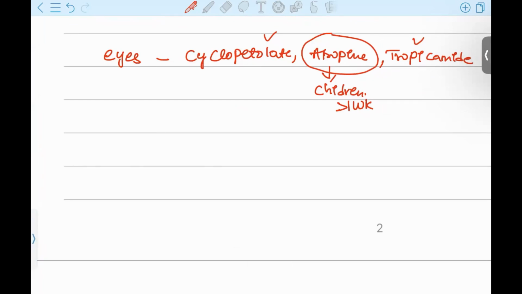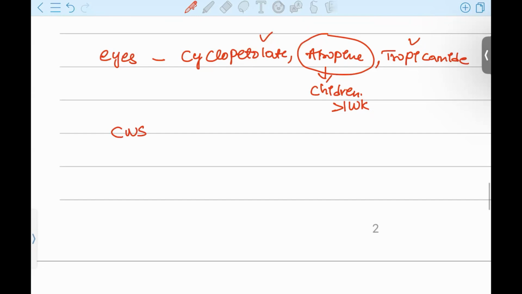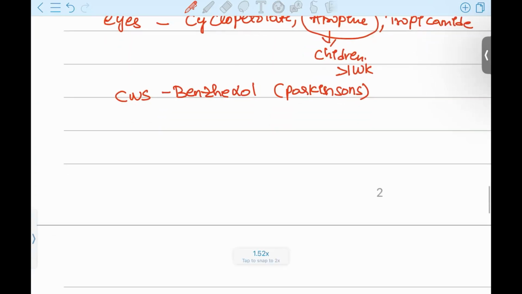Next, coming to the CNS. In the CNS, we have the drug benztropine. This is used for patients with Parkinsonism, those who have movement disorders. Coming to the urinary system, there is commonly a high chance of frequent urination. So to decrease the parasympathetic activity, we can use muscarinic antagonists.